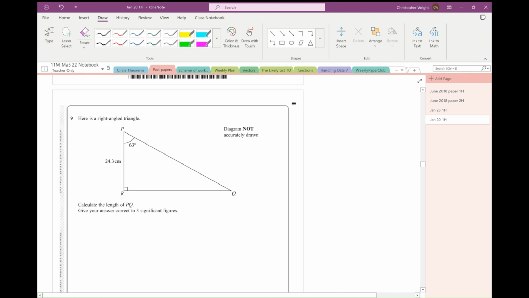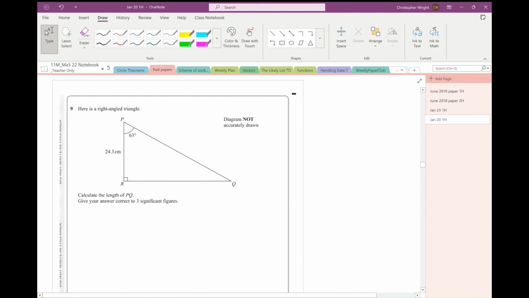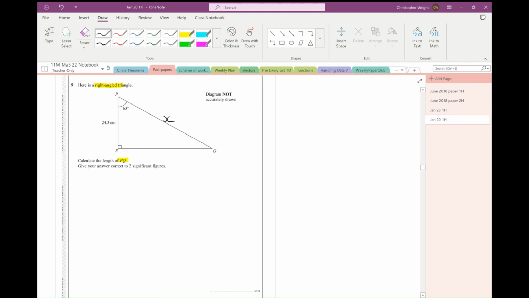Okay. Here's a right angle triangle. Right, a right angle triangle. Could be Pythagoras, could be trigonometry. Let's have a look. Calculate the length of PQ. Right, well, let's call that X, just to make sure we know which side we're talking about. Give your answer correct to 3 significant figures. I'm not going to want to forget that.